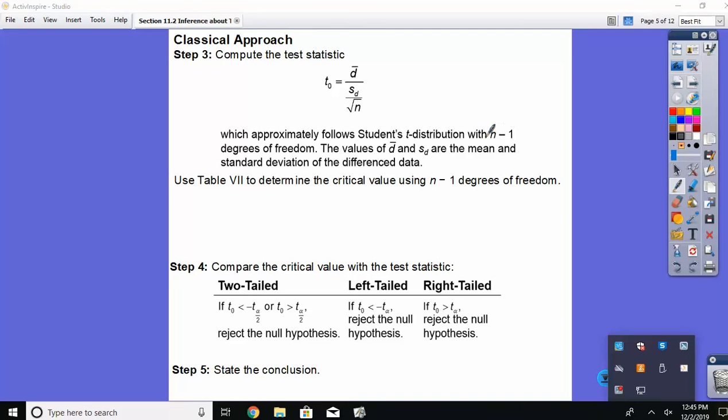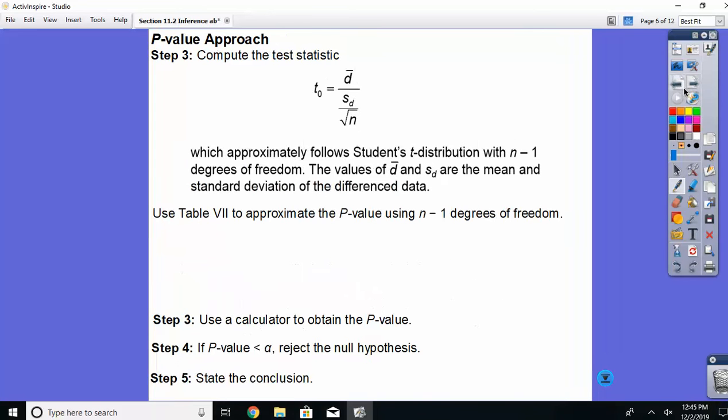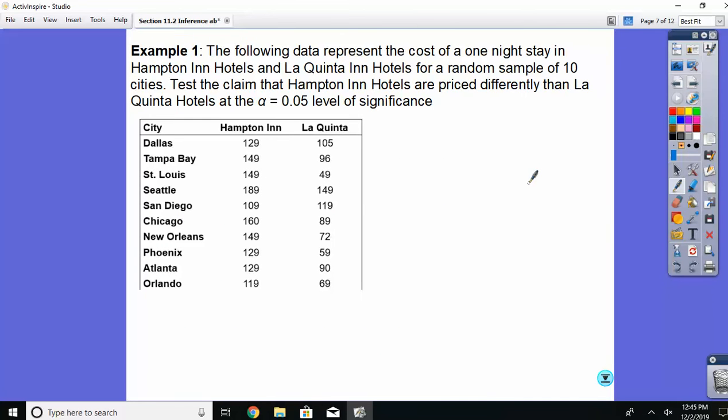Then with the classical approach, you have to use your degrees of freedom to look it up and then decide if you reject or not, just like we've done before. With the p-value approach, you're still finding your t and then using your p-value. A lot of times we are going to use our calculator to find our p-value. So the approaches are very similar to what we've done in the past. I want to take a look at a set of data, and we're going to run through all of the options for how to do this.